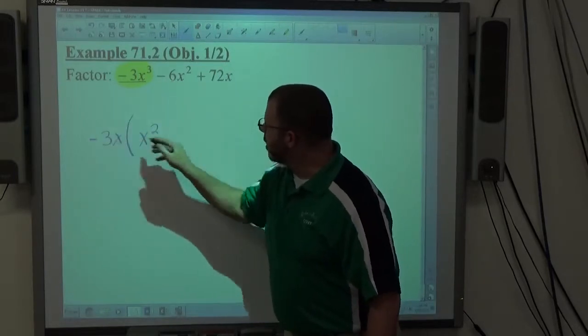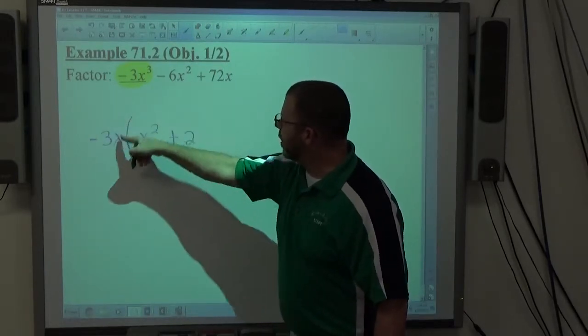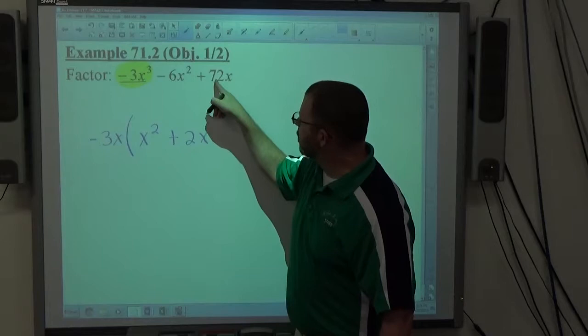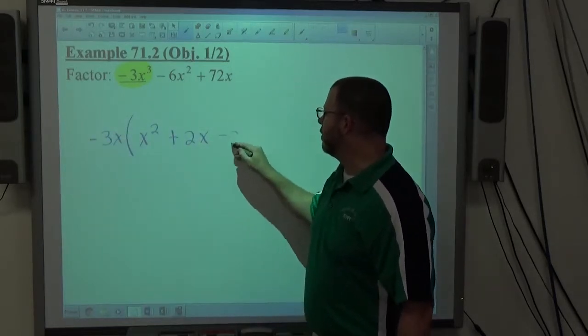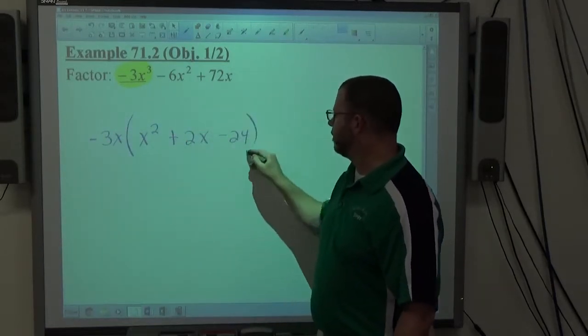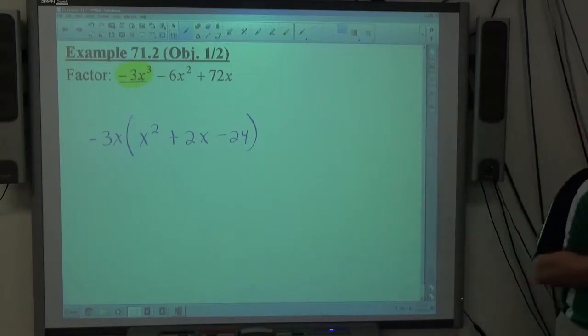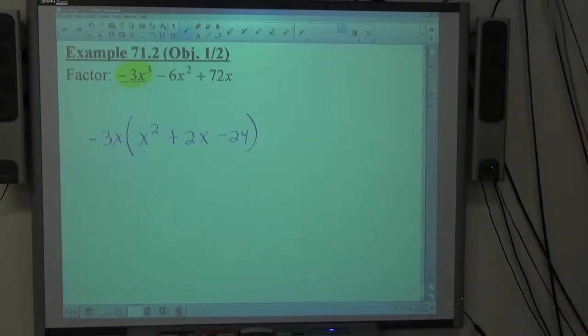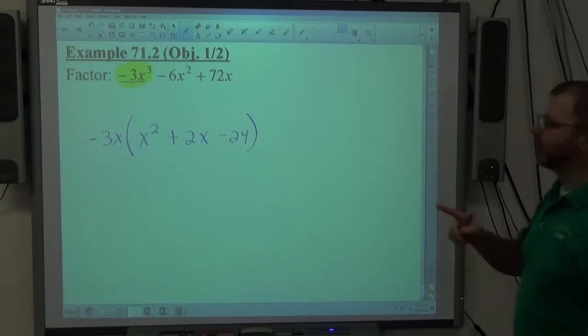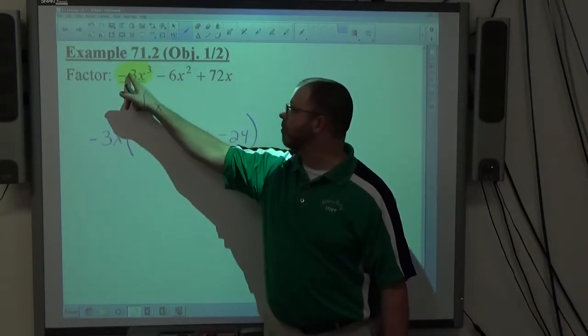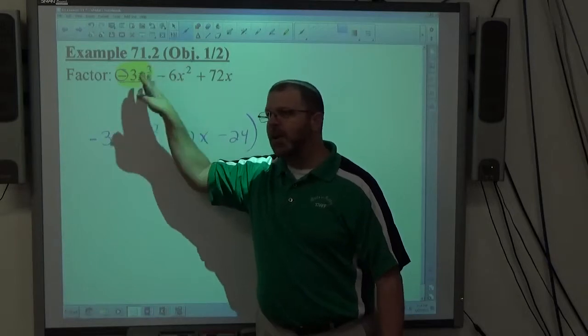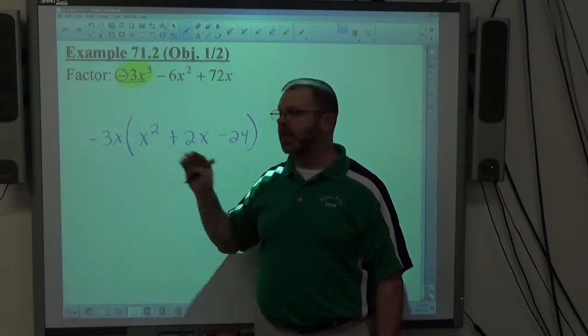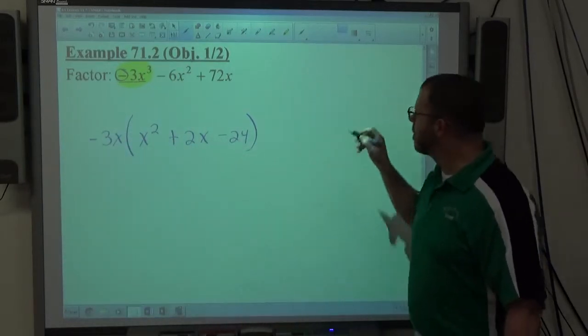Negative 6 divided by negative 3 is positive 2. X squared divided by x makes x. Positive 72 divided by negative 3 is negative 24, and the x's cancel. So x squared plus 2x minus 24 is the correct breakdown after I take out that negative common factor. And again, it happens at least half the time, I'd say, where there's a minus sign in front of this higher power term. Make sure the greatest common factor taken out is negative, allowing all the signs to change.